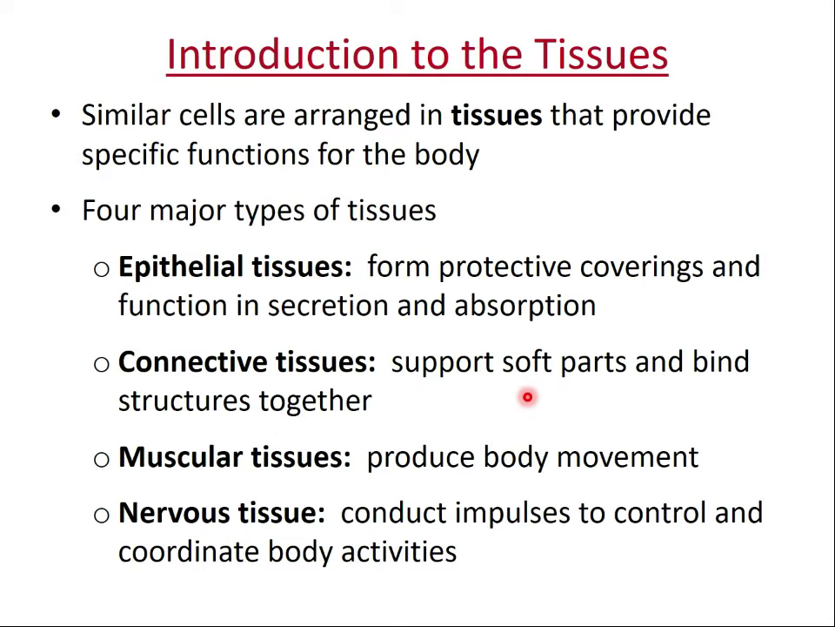Connective tissue forms the support structures. They help hold organs together and bind structures together. So this will include fat tissue, bone tissue, cartilage tissue. Then we have the muscle tissue. These help produce movement in our body. And then finally we have nervous tissue. They conduct impulses, messages, and help coordinate the body's activities.